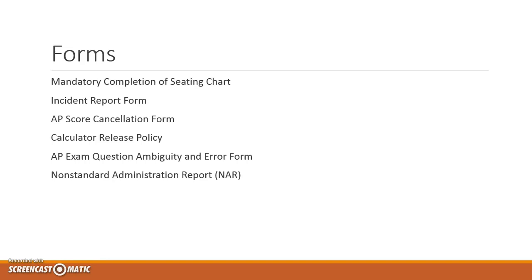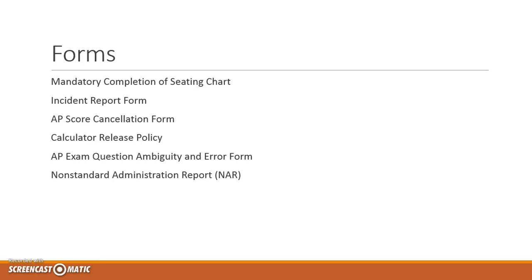Incident report form. An incident is any disturbance or situation that occurs during the exam that could have an impact on a student's score. The table in the 2014-15 AP Coordinator's Manual and in the 2014-15 AP Exam Instructions book lists exam incidents and how they should be resolved. The table also indicates when an incident should be documented.